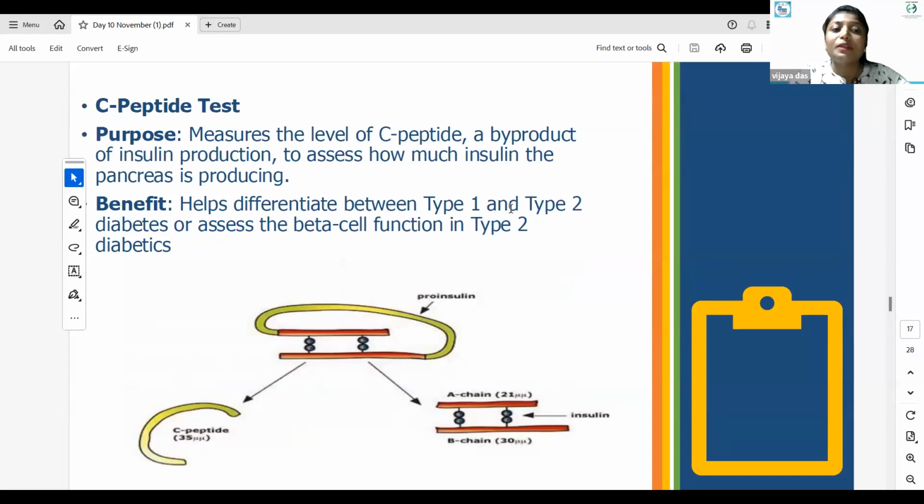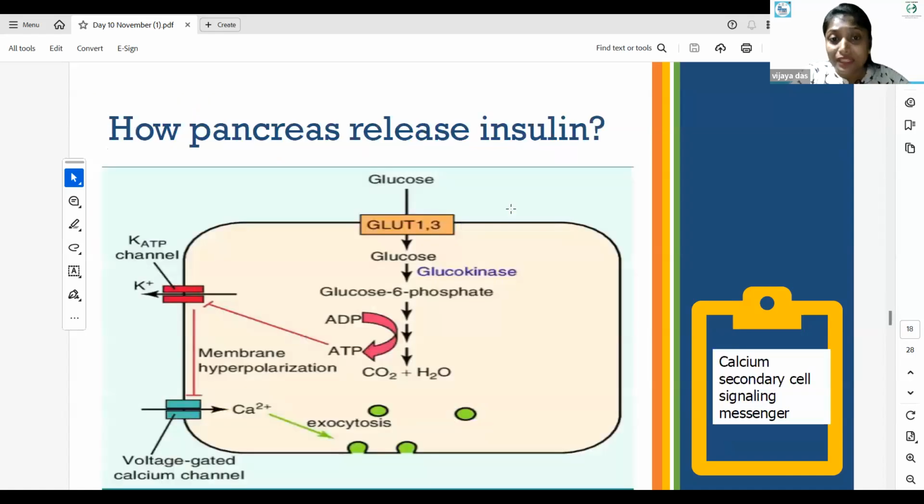The next test that we will be talking about here is the C-peptide test. This is a peptide which is released as a byproduct whenever the body produces insulin. So we can understand how much insulin the pancreas is producing. If the C-peptide values are low, then we can be sure that the pancreatic cells are not secreting the desired amount of insulin.